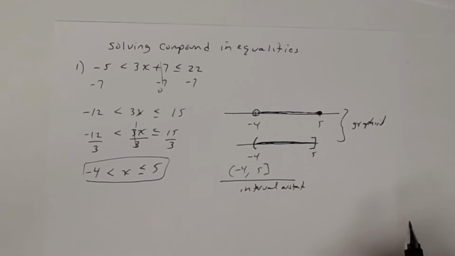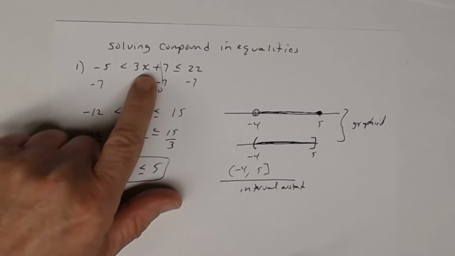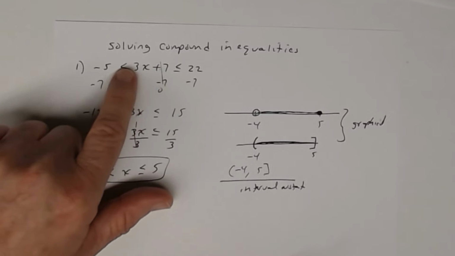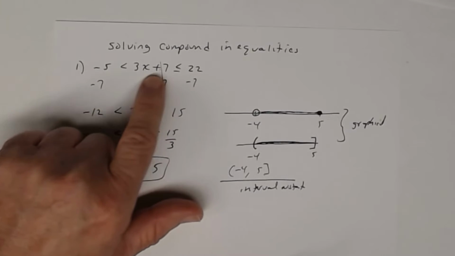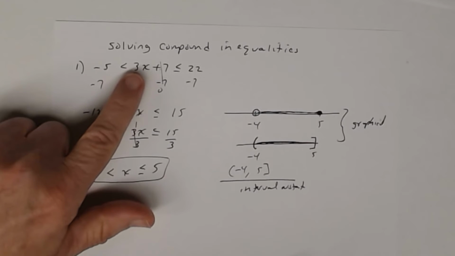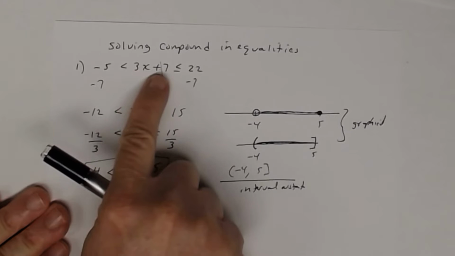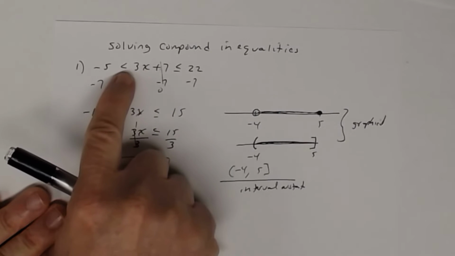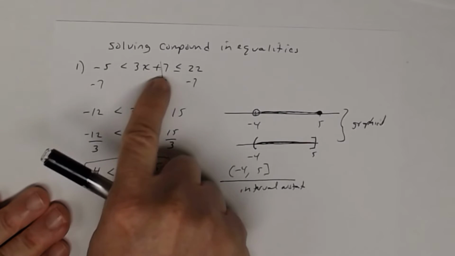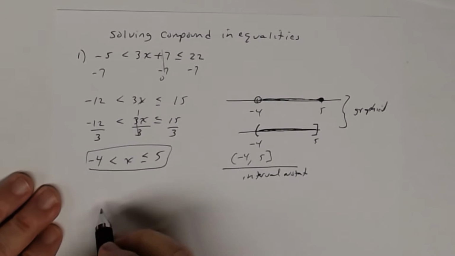Now, before we go to number 2, I just want you to realize that these statements that look like this, where you have a compound statement written in sentence form with 2 inequality notations, this is really an AND statement. So basically this is saying that 3x plus 7 has to be greater than -5, and at the same time 3x plus 7 has to be less than or equal to 22. So basically what you're saying is this.